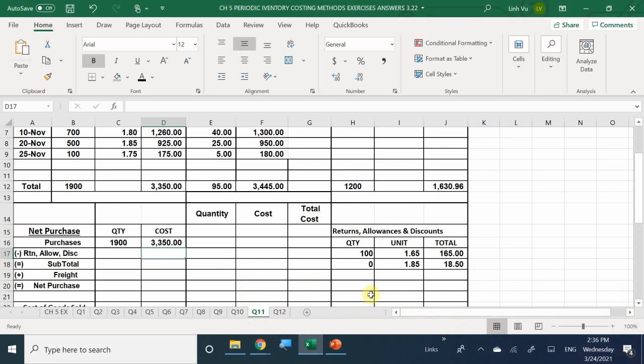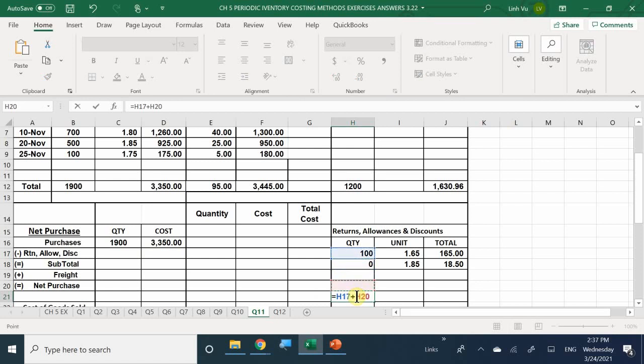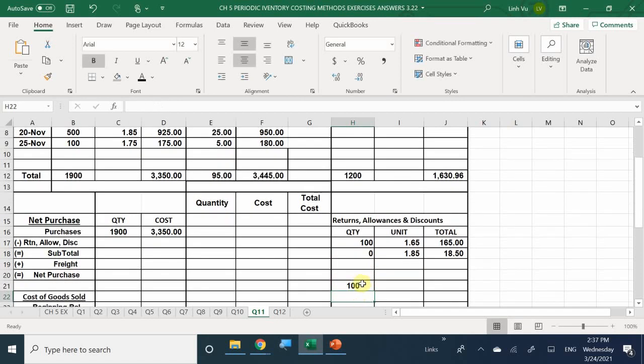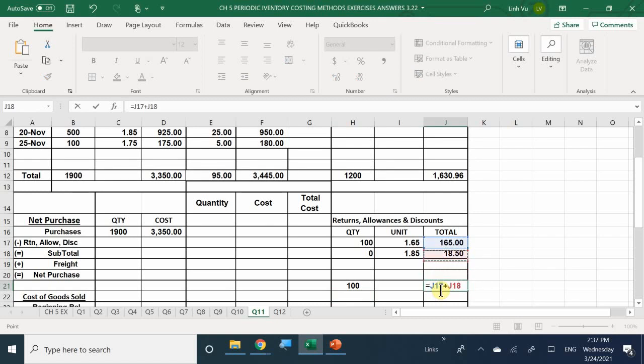How many items did we return? 100. Right? In this case, I only have 2, so I'm just going to add them up. I don't need to use the sum function because it's only 2 of them. So at what total is my refund? 183.50. So right here, we're going to cell reference it, 100 with the 183.50.